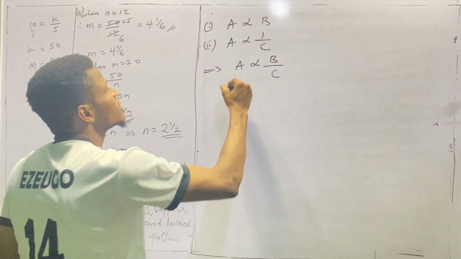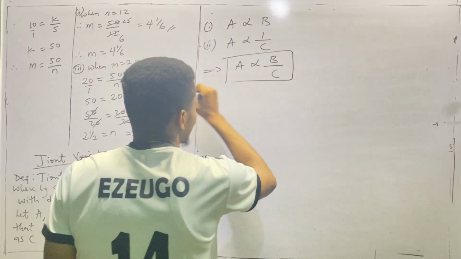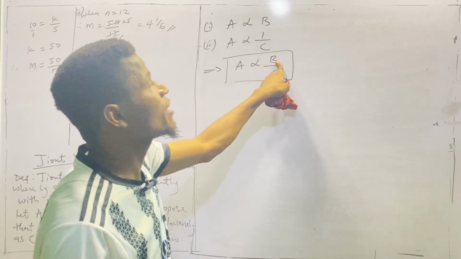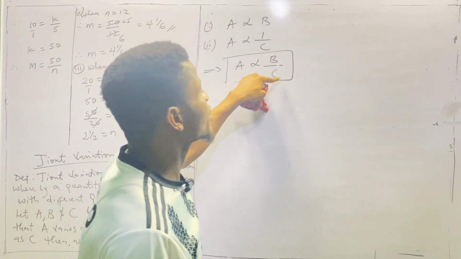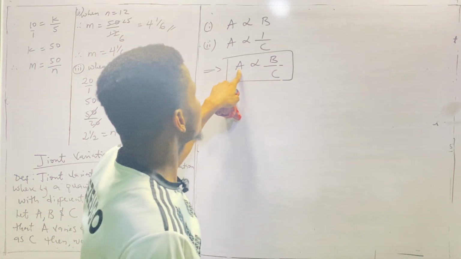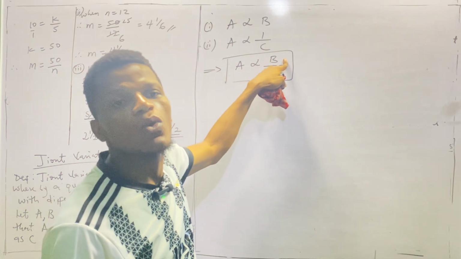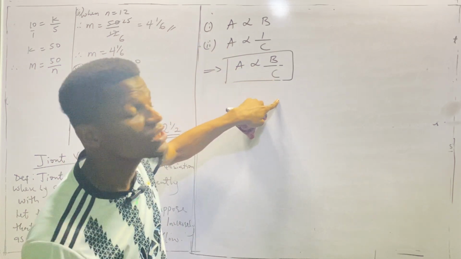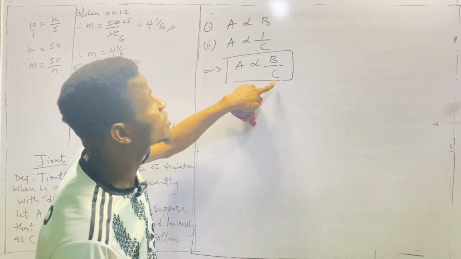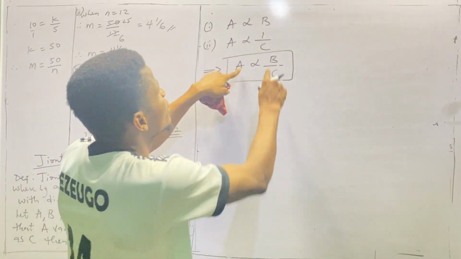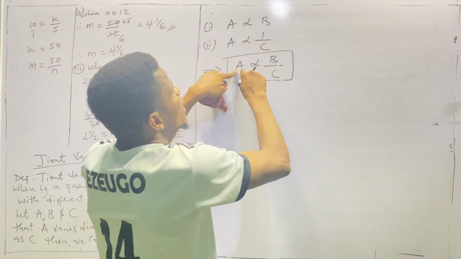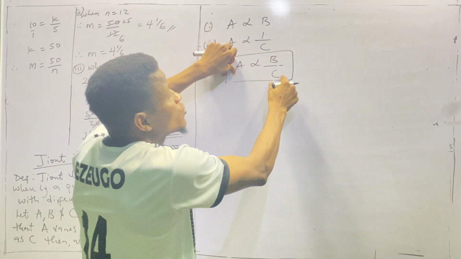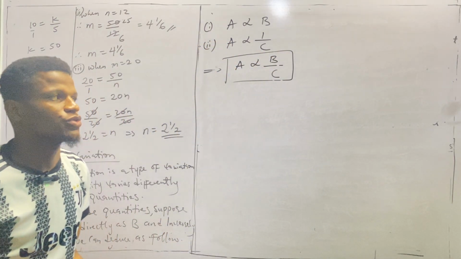So this is the joint variation. A is in direct variation with B and in inverse variation with C. That is, A increases or decreases with B. As A increases, B increases; as A decreases, B decreases. But with C, as A increases, C decreases, and as A decreases, C increases. So these two are in direct variation, while these two are in inverse variation.